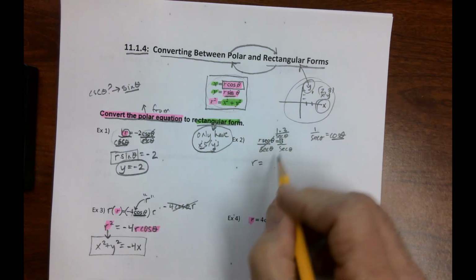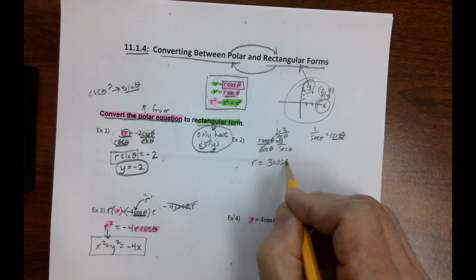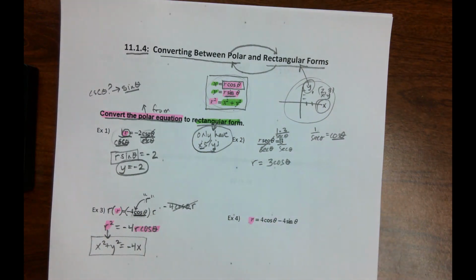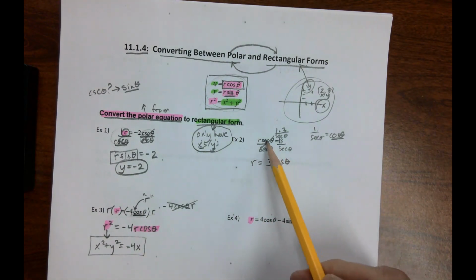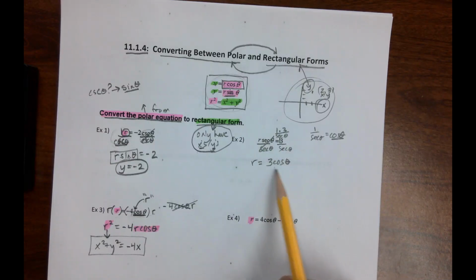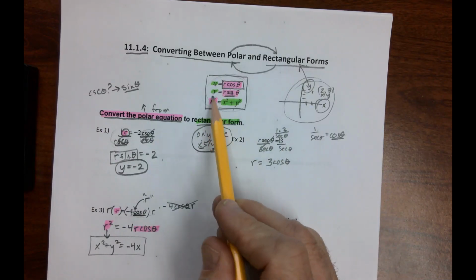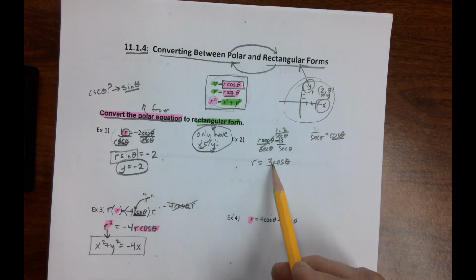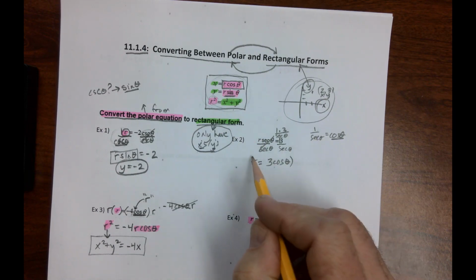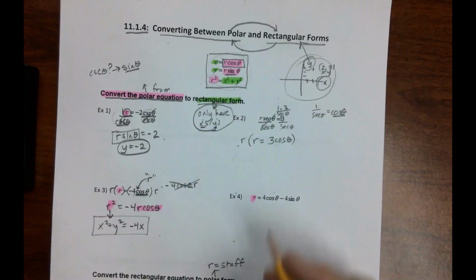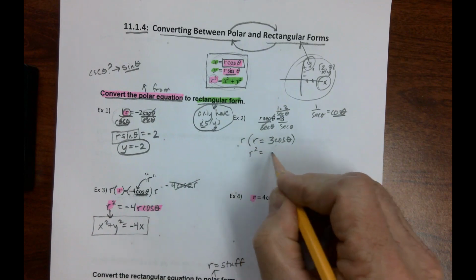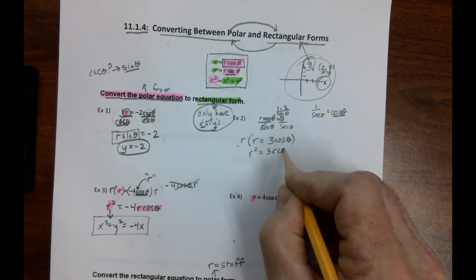So the 3 is going to go in front, 3 cosine theta. Now, we made a good step. We got rid of secant. But now we don't have anything to substitute. We need an r squared, and we need an r right here. Well, make it happen. Multiply by r. So I get r squared equals 3r cosine theta.